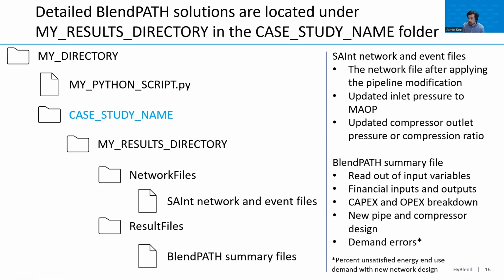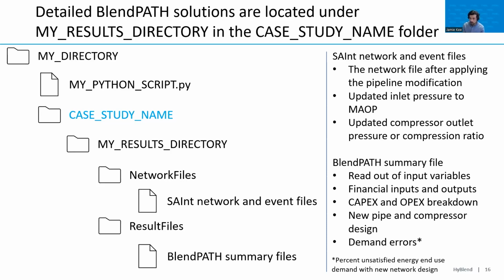The network files are going to be the SAInt network and event files of the modified pipeline. So if a direct replacement was performed, then you'll see the updated new pipes that were replaced. This also will include any updated inlet pressures, updated to the maximum allowable operating pressure, and then any updated compressor outlet pressures or compression ratios.